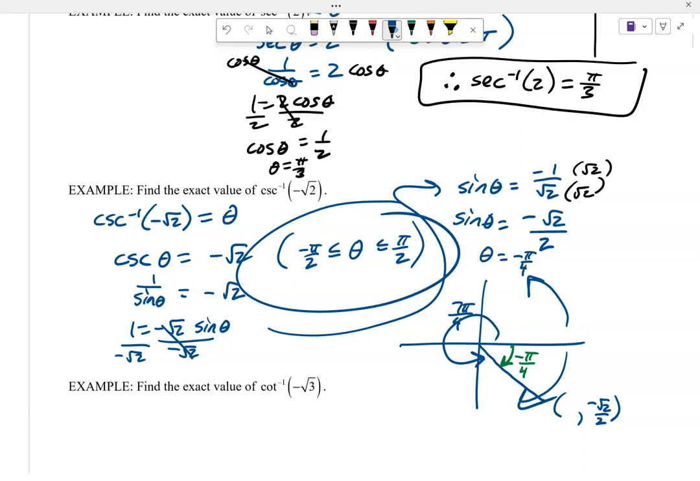Negative pi fourths. And now that we know the theta, we go back here, erase this, give myself a little bit of room.